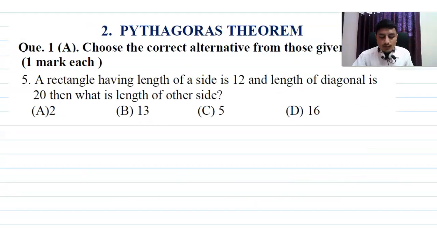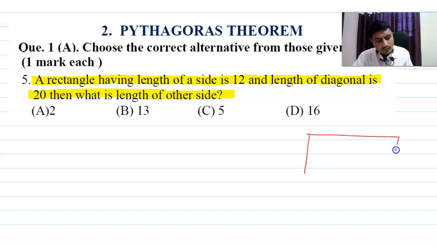Look at the MCQ number 5. A rectangle having length of a side is 12 and the length of diagonal is 20. Then what is the length of other side? So let us figure out the given question. We have the rectangle. I would like to consider ABCD, whose diagonals we have AC and BD. Now here we have only one diagonal, let it be the AC.